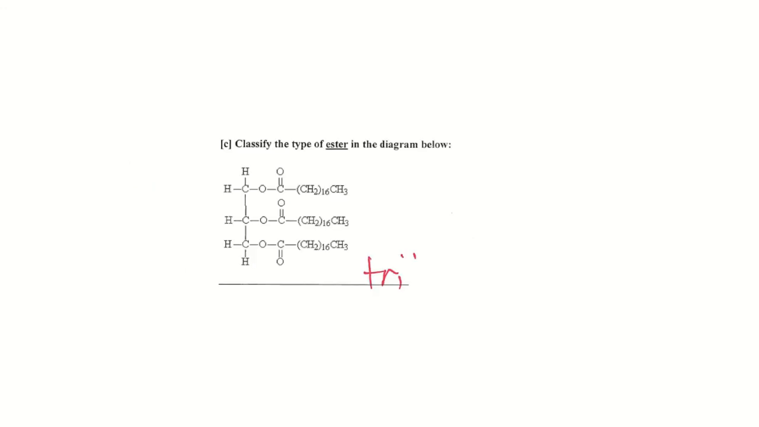Okay, classify the type of ester. Well, this is a triester. There's 3 ester groups in it. It's a triester, simple as that.